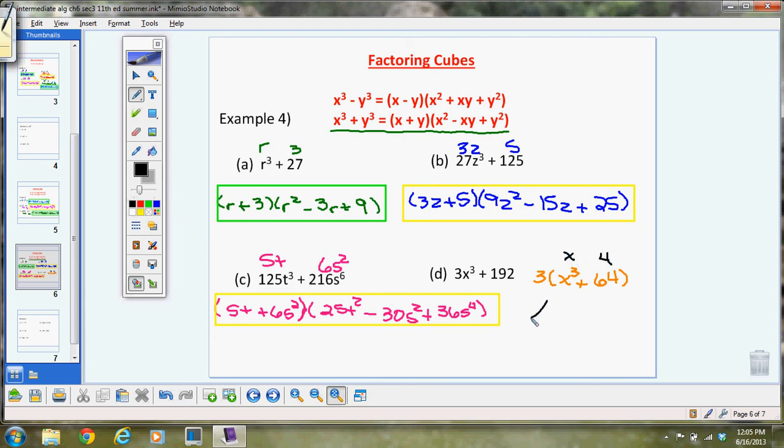So let's go way down here, and I'll put my answer down here. I do have to put the 3 in the front. Okay, then it's first one plus second one. So it's going to be x plus 4.